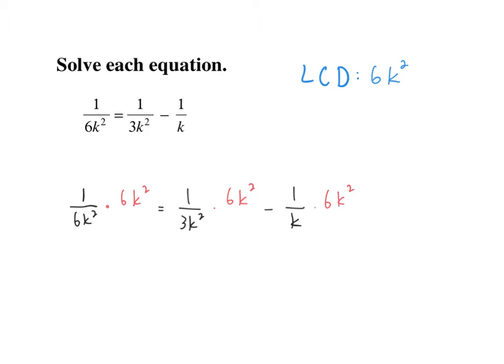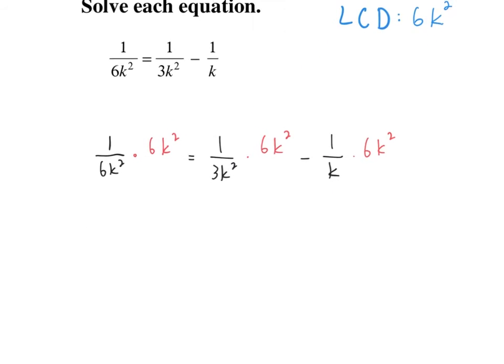Now just look real quick. See how this term here is the exact same thing, just multiplied by the LCD, right? You're just carrying everything over, but giving yourself enough room to multiply it by the LCD. Then you cancel.